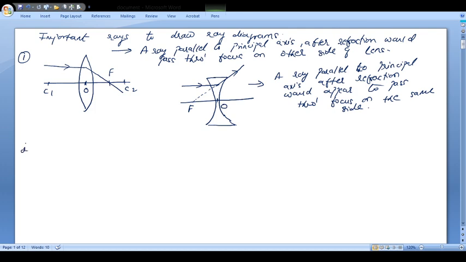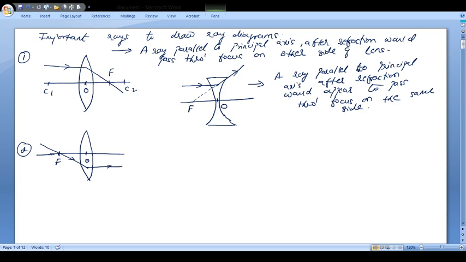Now let's see the second case. Let us suppose again we have a convex lens, and say this is the principal axis, this is the optical center. Now you will find that a ray passing through the focus, say this is your focus F, a ray passing through the focus after refraction will become parallel to the principal axis.